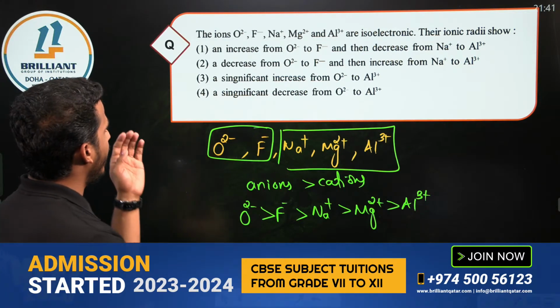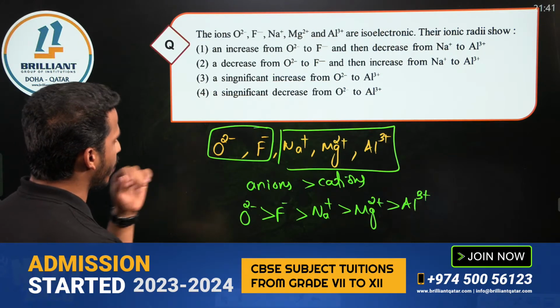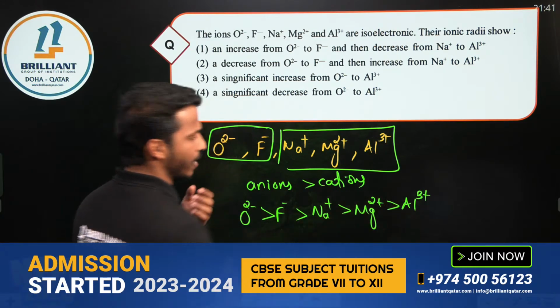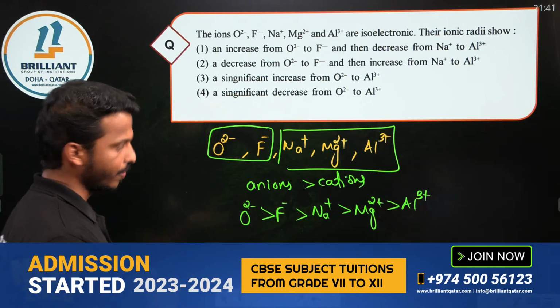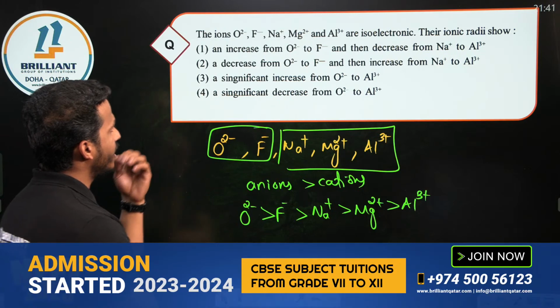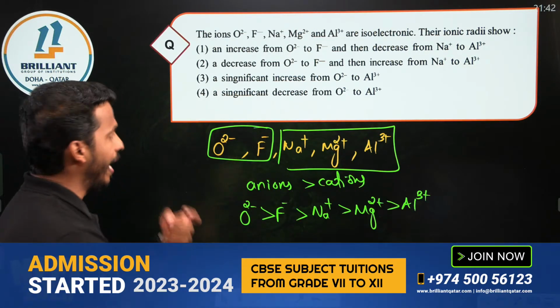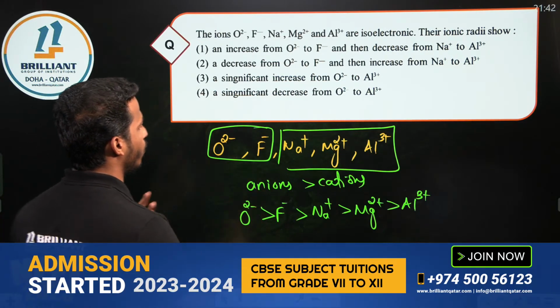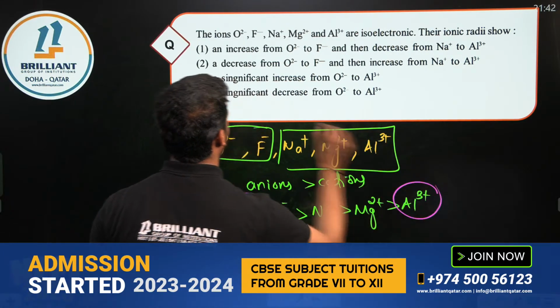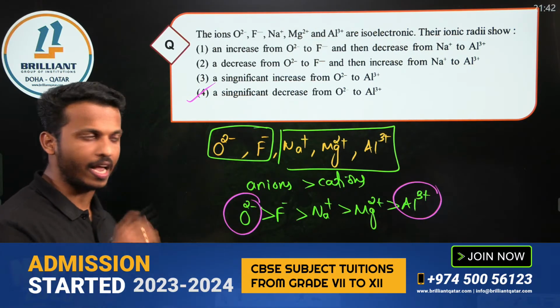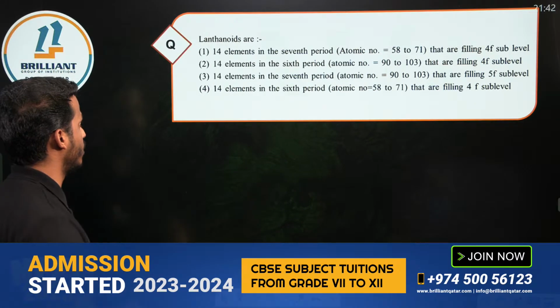Option B, a decrease from O2 minus to F minus, an increase from Na plus to Al3 plus. No, there's also a decrease. Option 3, a significant increase from O2 minus to Al3 plus. No, a significant decrease from O2 minus to Al3 plus. Good, dear all. Option 4 is the correct one. Read all options very carefully, okay? Try to avoid mistakes.